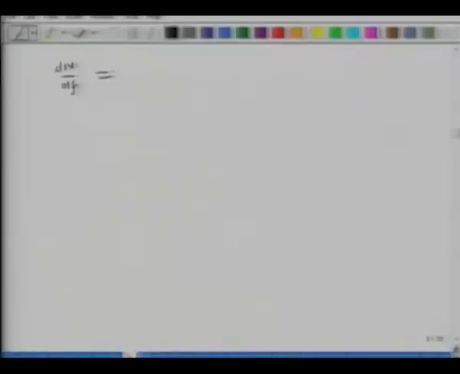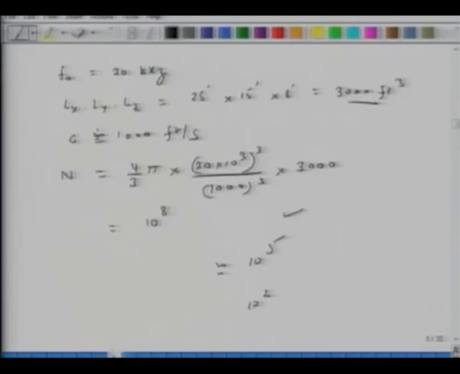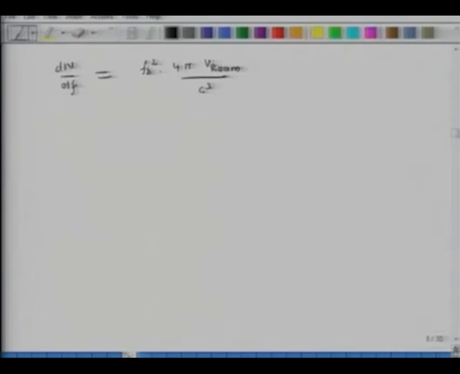So very simple math, but it shows you a lot. If I do dn over df, then I get f naught square times 4 pi v room over c cube. So again, I'll just do a very quick example. For these data, my dn over df at f equals f naught comes to be 15,000. So dn equals 15,000 df.